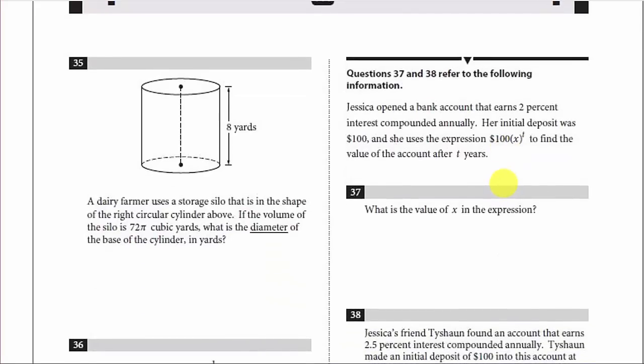All right, we're on the last page. So if you powered through it this long, good for you.